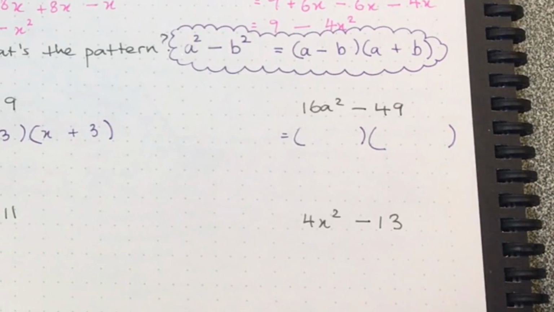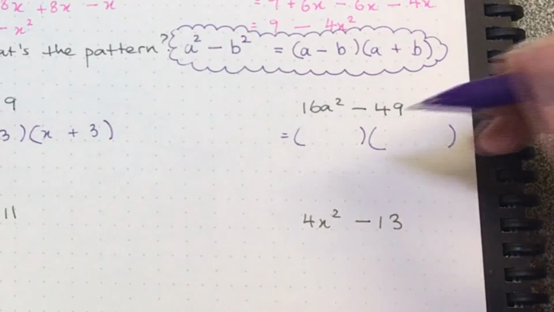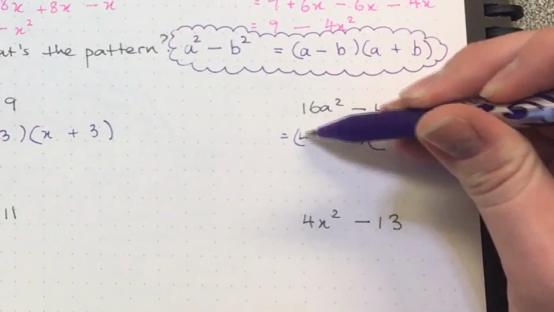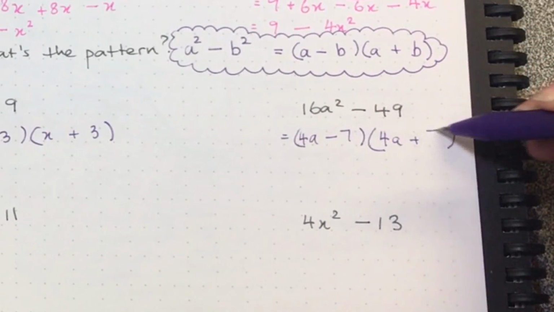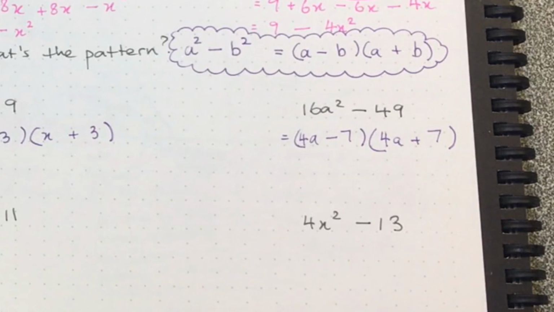Alrighty. So, with this one on the right, what would go in each one of the brackets? Put your hand up if you've got an idea of what would go in each of the brackets. Miss K, what do you suggest? 4a minus 7, 4a plus 7. Okay, so where did you get the 4a from? I just would like to hear what the thinking is, because other people in the class might wonder where you pulled that from.